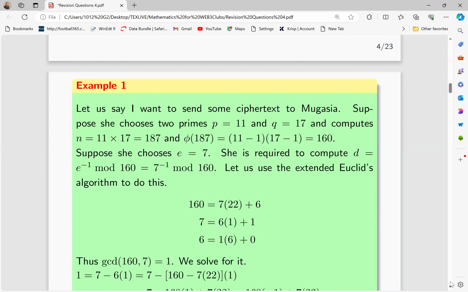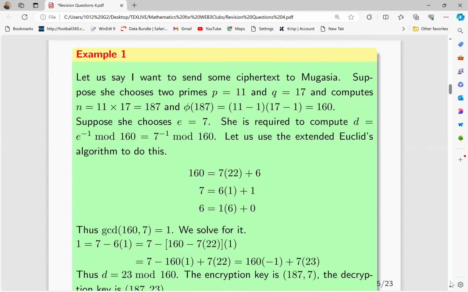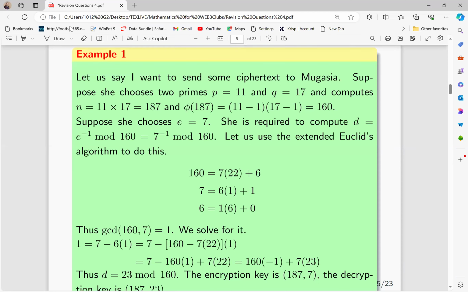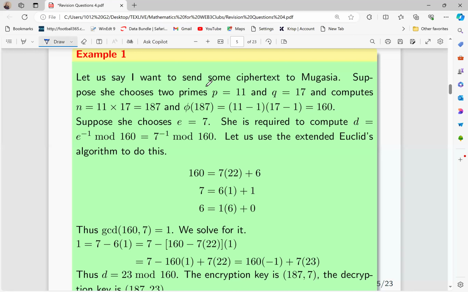I have my message, and the only thing I do to it is to encrypt it. Let's see what Mugasia has to do to come up with the public and the private keys. And then we shall see what I'll do to encrypt my message, and also how she will decrypt it. Let's suppose that she chooses P to be 11 and Q to be 17. That is her choice. These are two prime numbers. They must be prime.